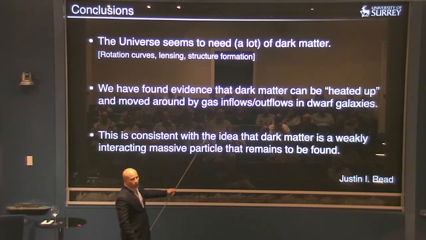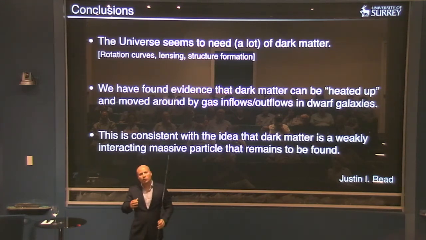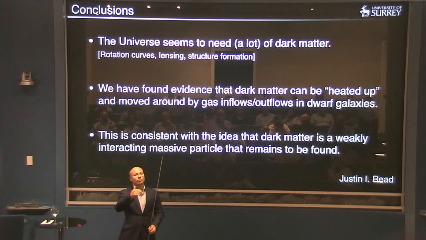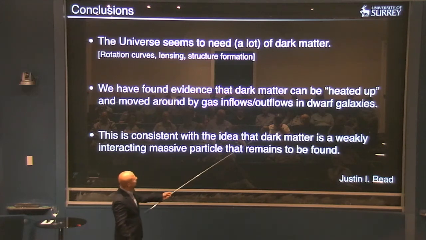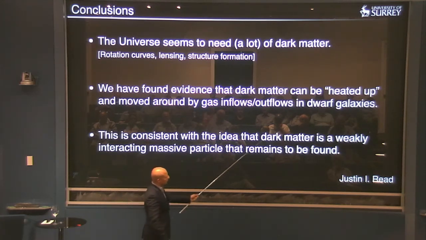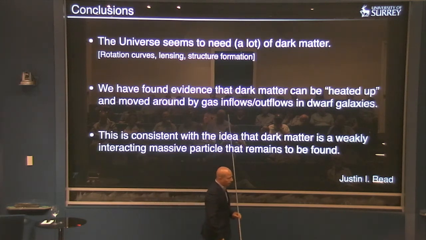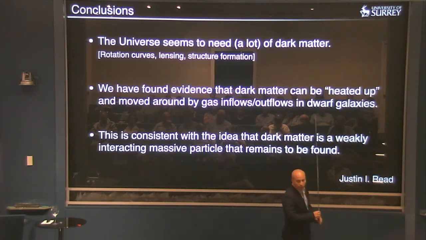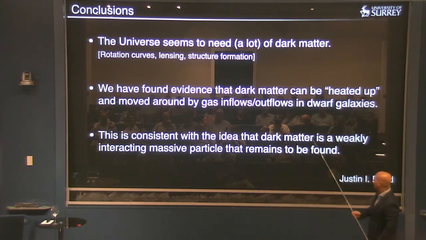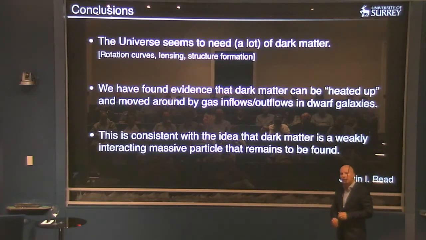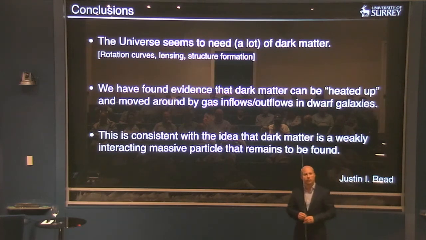We want to go further, though. We want to find out what dark matter actually is, so we started to study its distribution inside dwarf galaxies. And there we've uncovered evidence, I believe, that dark matter can actually be heated up, kinematically heated up, and moved around by gas inflows and outflows in these tiny dwarf galaxies. And if that's true, it suggests that dark matter is some sort of substance, and it's consistent with the idea that dark matter is probably a weakly interacting massive particle that remains to be found.